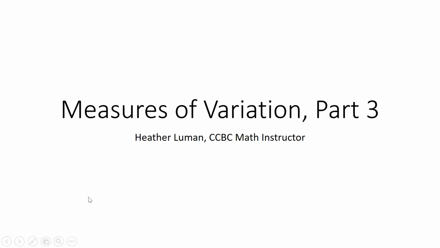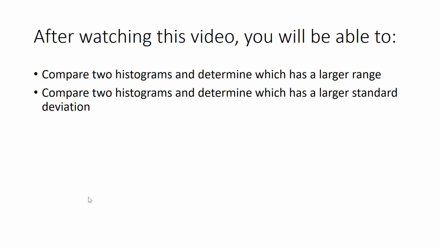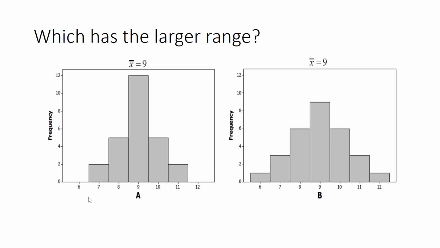Welcome to this video on measures of variation part 3. In this video, we will compare two histograms and determine which has a larger range. We will also compare two histograms and determine which has a larger standard deviation. Let's get started. In the pictures below, which has the larger range?